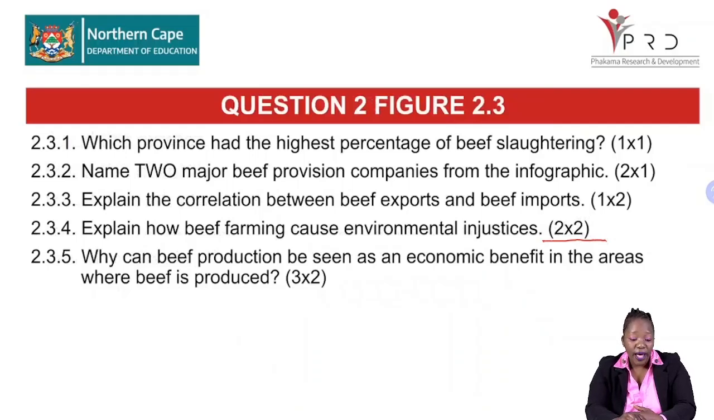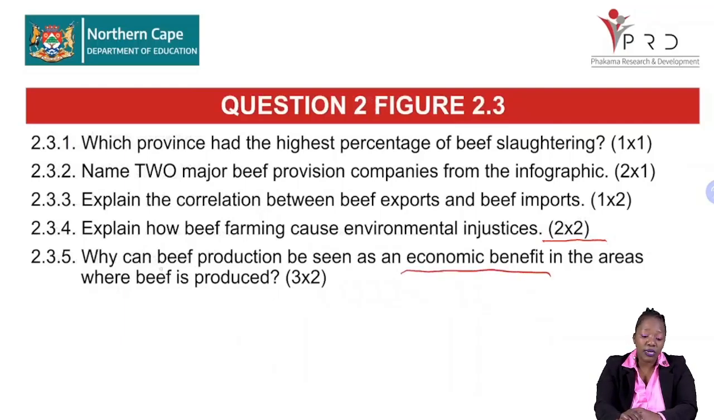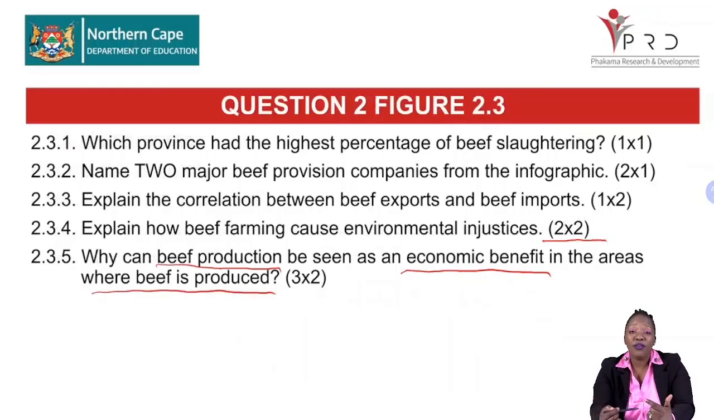Then number 5, why can beef production be seen as an economic benefit? So we're talking about beef production that can be seen as an economic benefit in the areas where beef is being produced. Again, they did not tell you how many answers you should give, but by looking at the mark allocation, it's saying 3 times 2, which means you need to give 3 responses.